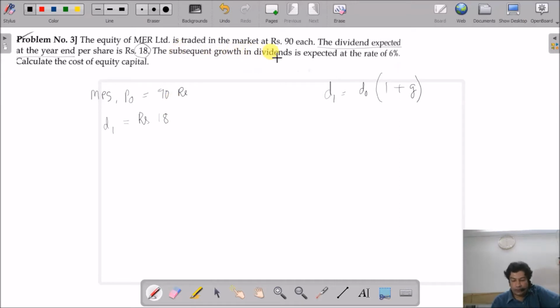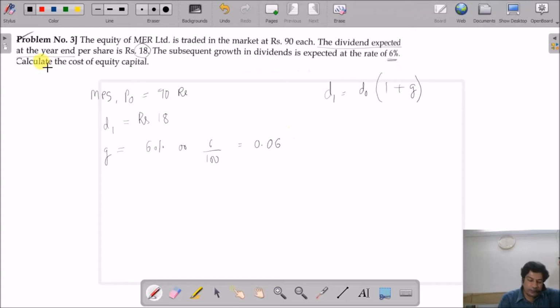Now the subsequent growth in dividend is expected at the rate of 6%. So they have given us the growth rate. Year on year our earnings are going to increase, and as a result, since our earnings are going to increase, our dividends are also expected to grow. So the growth rate in the dividend is 6%, which you will take as 6 by 100, which you can take as 0.06.